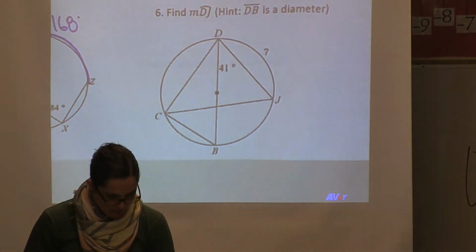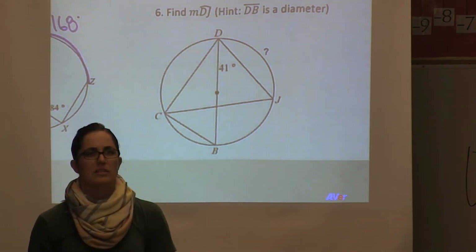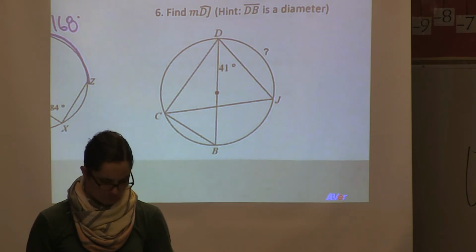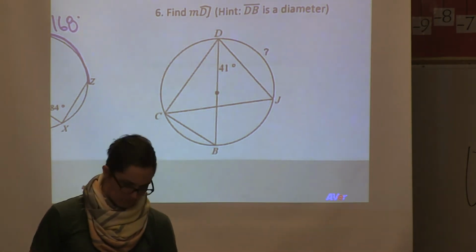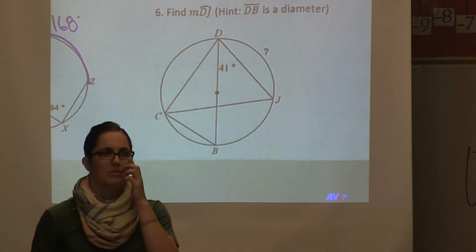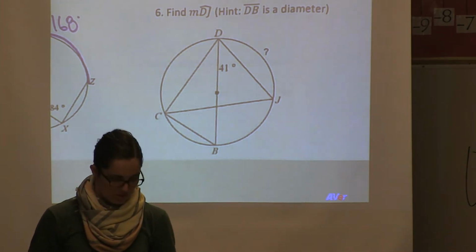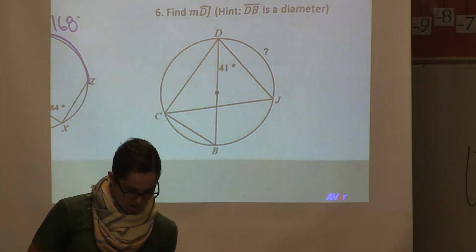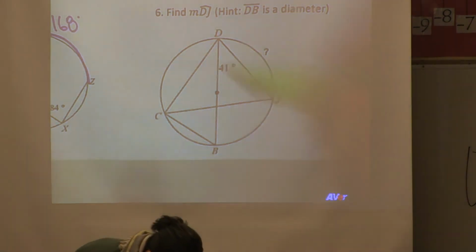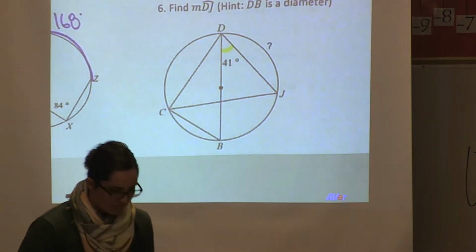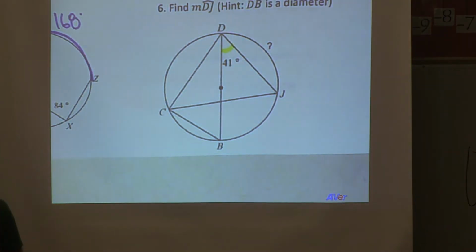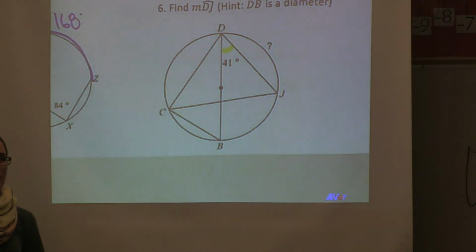Anyone want to tell us how they did 6? I have a question. Where's that 41? Is that like the angle of B? It's angle JD. Okay. 41.